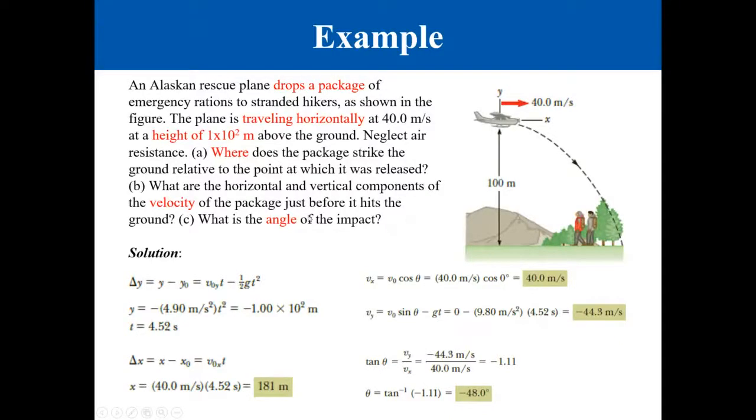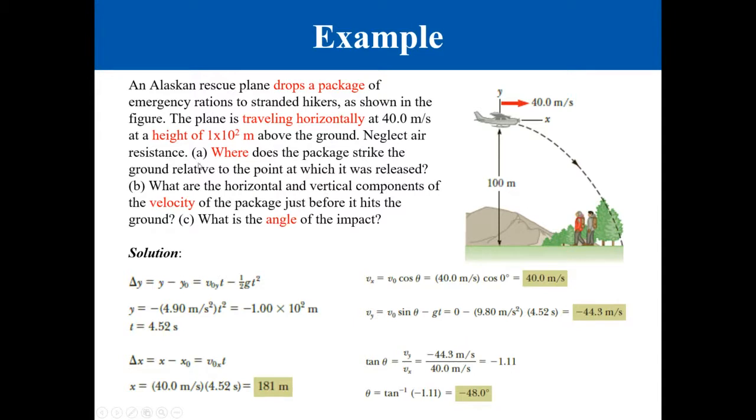Example: an Alaskan rescue plane drops a package of emergency rations to stranded hikers, as shown in the figure. The plane is traveling horizontally at 40 meters per second. So the original velocity for the plane is 40 meters per second, and it is horizontal along the x-axis. It was flying at a height of 100 meters above the ground.